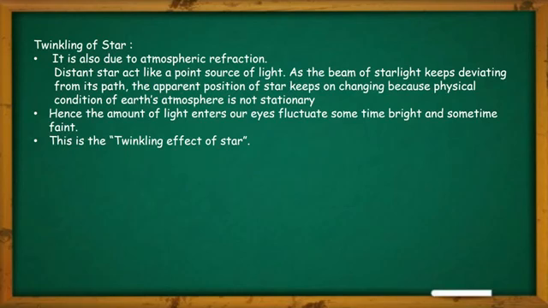Sometimes the star appears bright and sometimes it becomes faint. This is called the twinkling effect of the star. This happens due to the refraction of the starlight when it enters through the Earth's atmosphere.